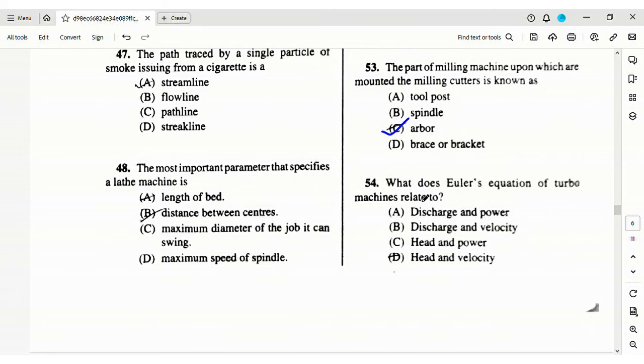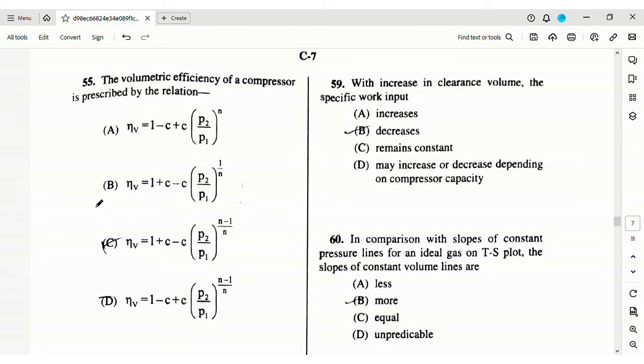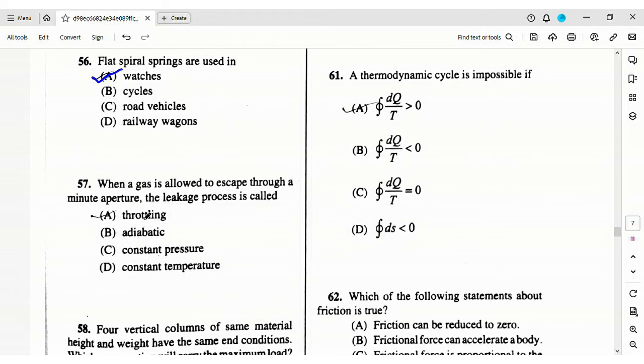What does Euler's equation of turbo machines relate to? So Euler's equation of turbo machine is related to discharge and power. The volumetric efficiency of a compressor is prescribed by the relation eta_v equals 1 plus C minus C into (P2 by P1) whole to the power 1 by n. Flat spiral springs are used in watches. When a gas is allowed to escape through a minute aperture, the leakage process is called throttling.